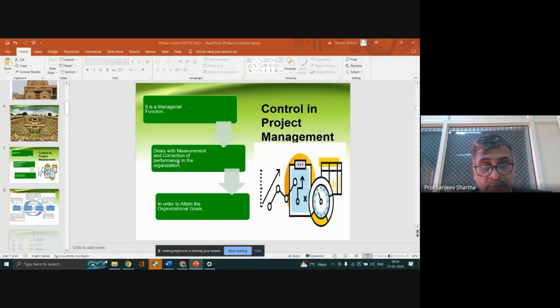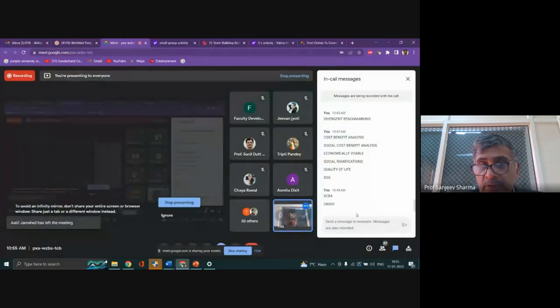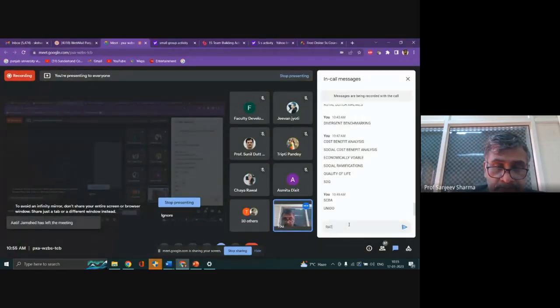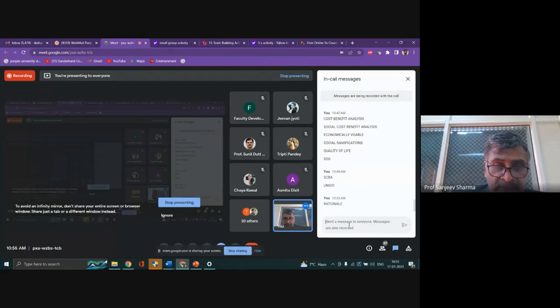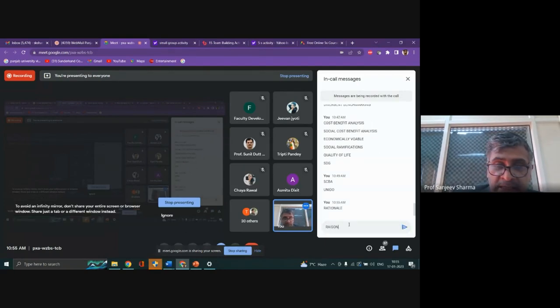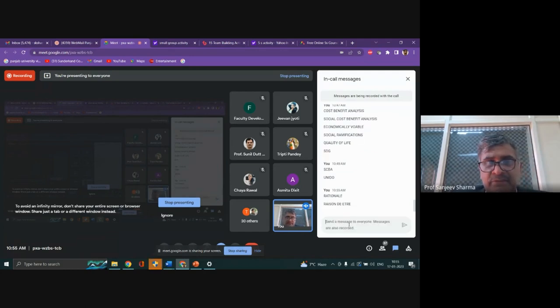Rationale. What is the rationale? Rationale for the project. Ration, this is a French word, raison d'être. Reason for existence. Reason for existence. What for am I here? Why am I doing this project? So, evaluating a project has to start with the basic concept. Why did we initiate? What have we done? What are we doing? What are we planning to do?